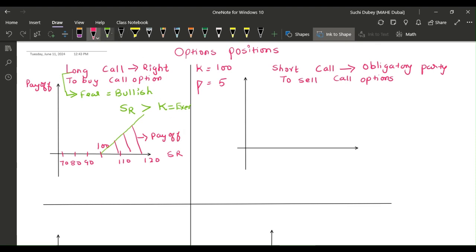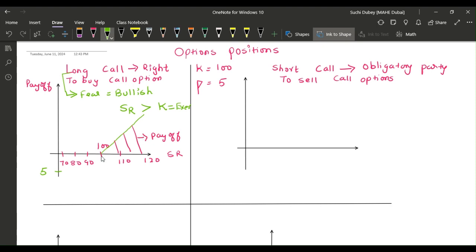Think about a situation where he will not exercise. If the spot rate is 90, will he exercise? No, let it lapse. If the spot rate is 80, will he exercise the right to buy? No, he will not exercise, let it lapse. If there is a lapse, in order to enter into this contract he has paid a certain premium, and that's the $5 in this example.